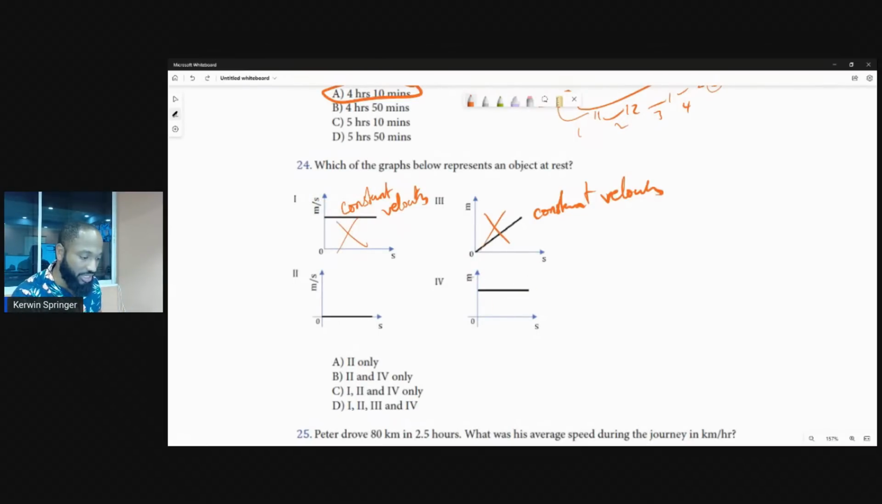Is this one at rest? It's the same distance as the increase. This is at rest. He's resting. So this one is good. How about this one? Well, this is still velocity and time, but however, the velocity is 0. So this means it is at rest. Even though it's constant velocity, it's constant 0 velocity. So 2 and 4 is the best answer here. B is the way to go.